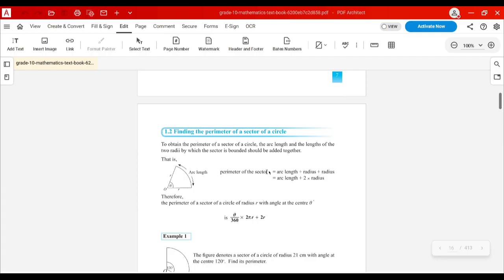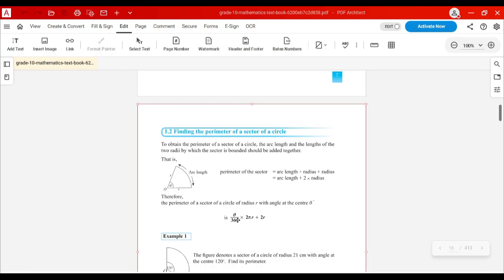So you can see here the perimeter of the sector is equal to what? It is equal to the arc length and the two radii, or simply arc length plus 2 times the radius. 2 times the radius gives you the same answer, right? Therefore, the perimeter of a sector of a circle of radius r with angle at the center theta is what? Theta over 360 into 2 pi r plus 2r. So remember, this is the perimeter formula.